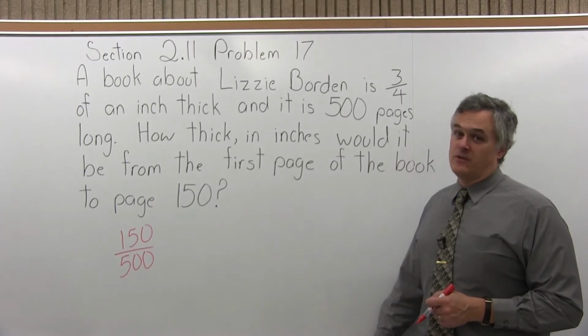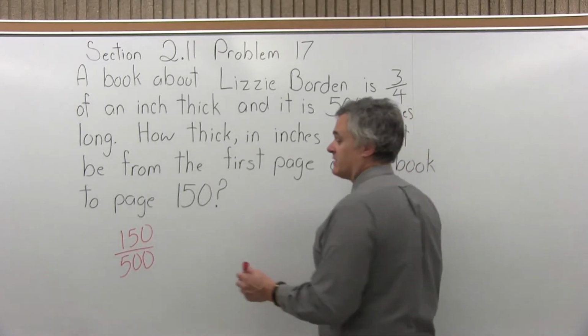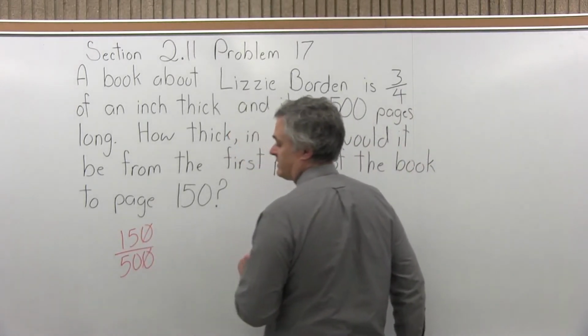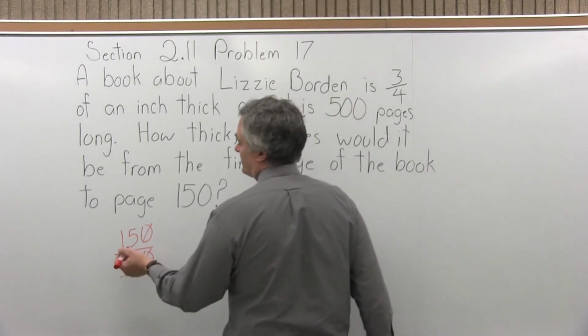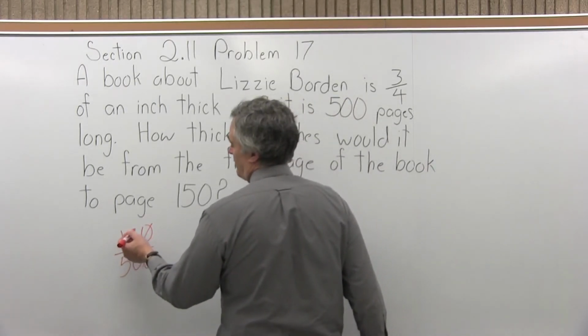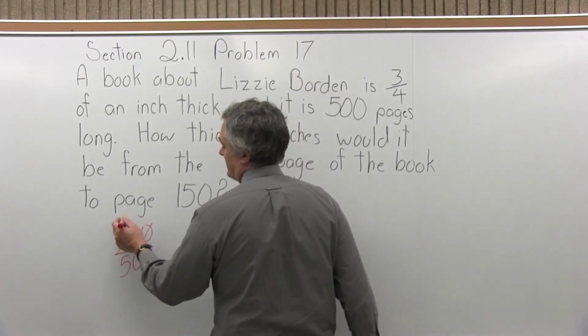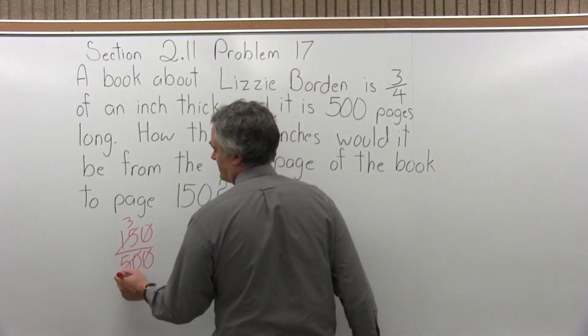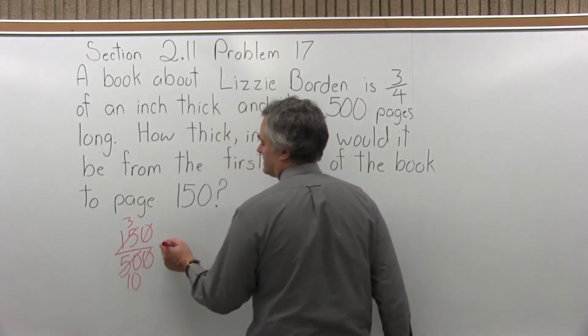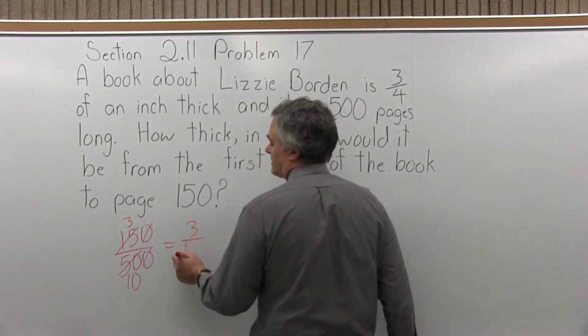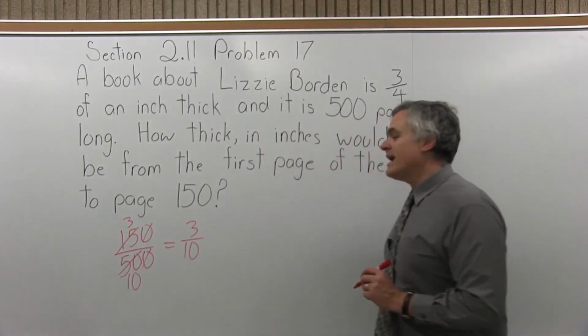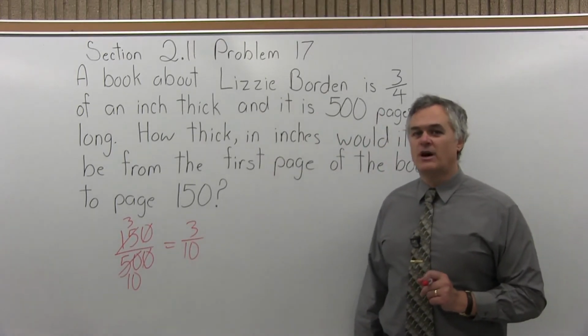Now, that 150 over 500 can reduce pretty nicely. First of all, I can at least slice off a 0. Then 15 over 50 is what's left. Both will reduce by 5 pretty nicely. 5 divides into 15 3 times, and 5 divides into 50 10 times. And I guess that's as far as it goes. So we've read 3/10 of the book so far.